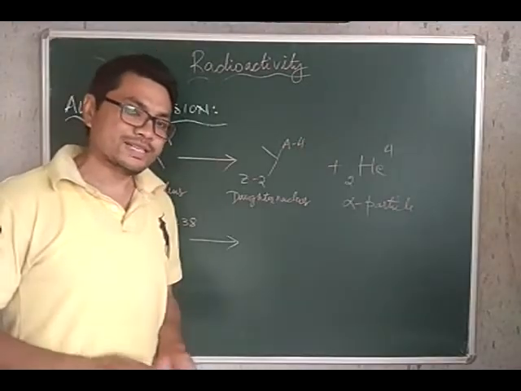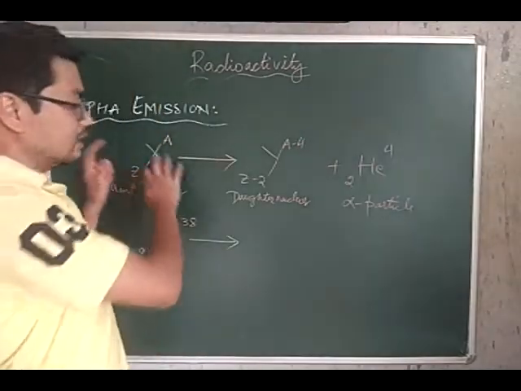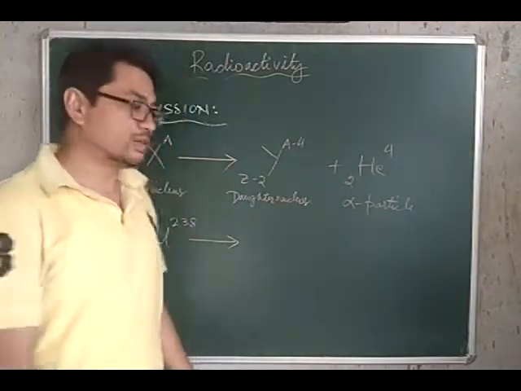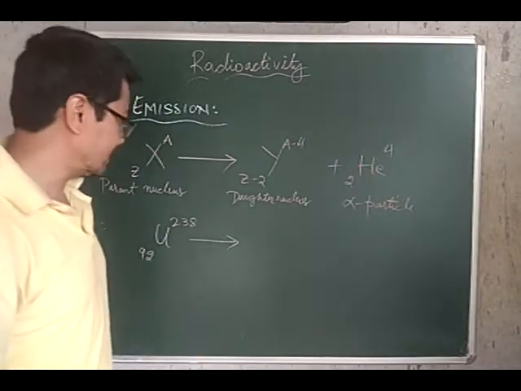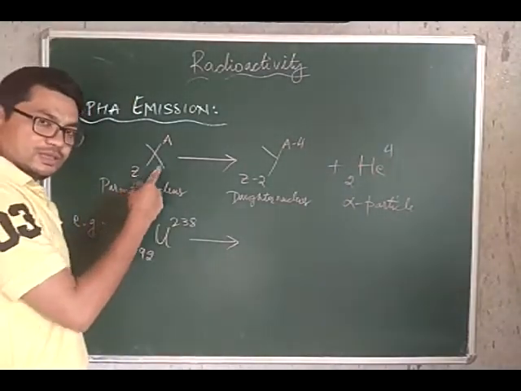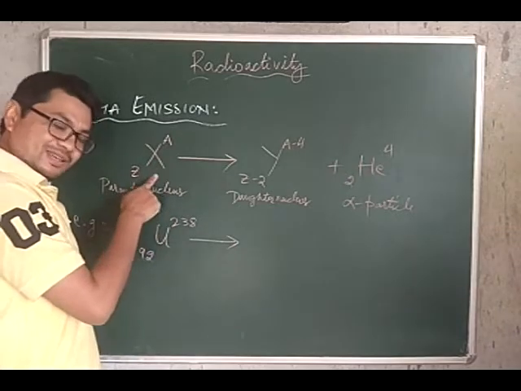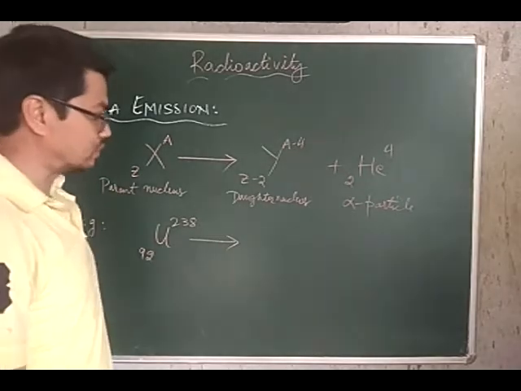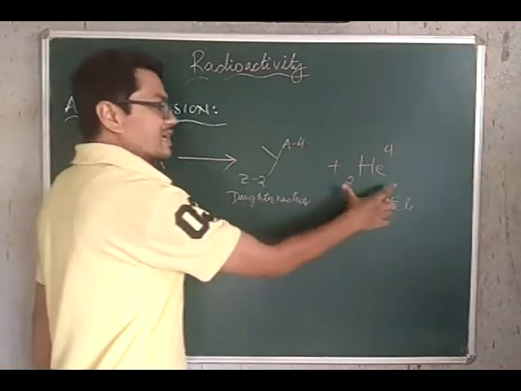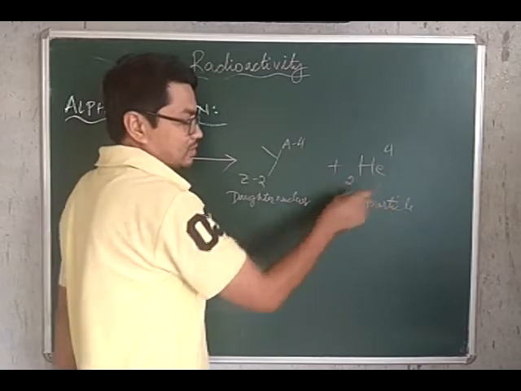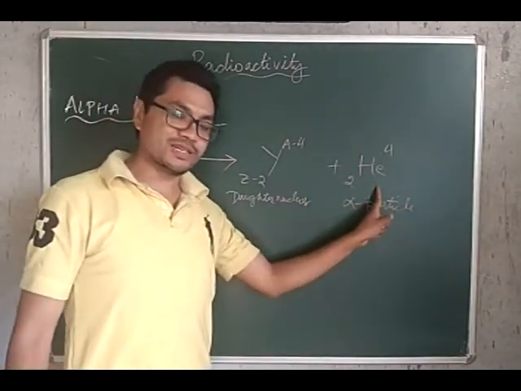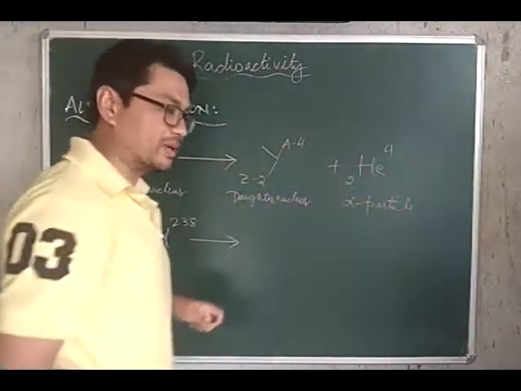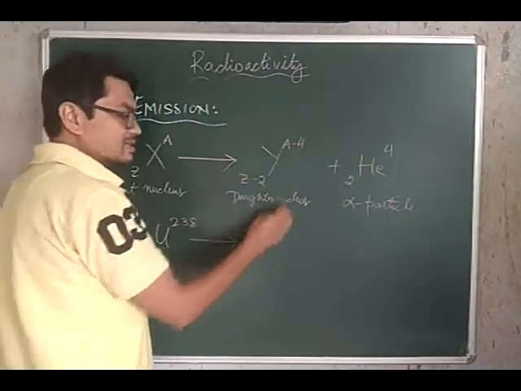Now let us look at what happens when a certain unstable nucleus emits an alpha particle. These things are very, very important for you all to understand. Say we have any general unstable nucleus X having mass number A and atomic number Z, that is the parent nucleus, so to say. When this emits an alpha particle, which is the helium nucleus, what we get is the daughter nucleus.